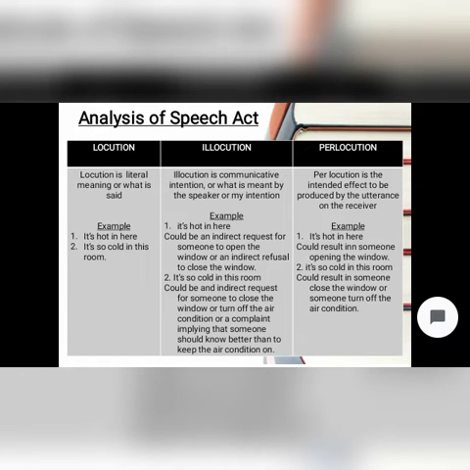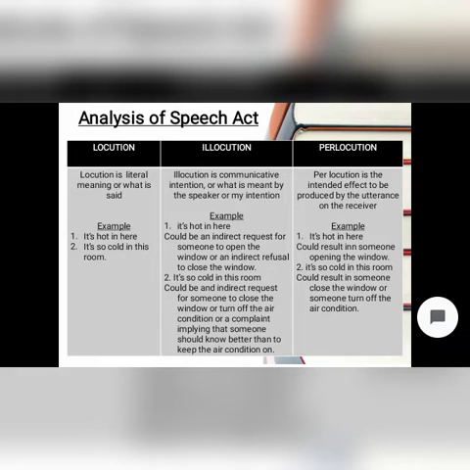Next is analysis of speech act. So, in every speech act, we can distinguish three things. First, locution. Second, illocution. And last, perlocution. Let's start from locution. Locution is the literal meaning, or what is said, or the act of saying. For example, it's hot in here. Second, it's so cold in this room.